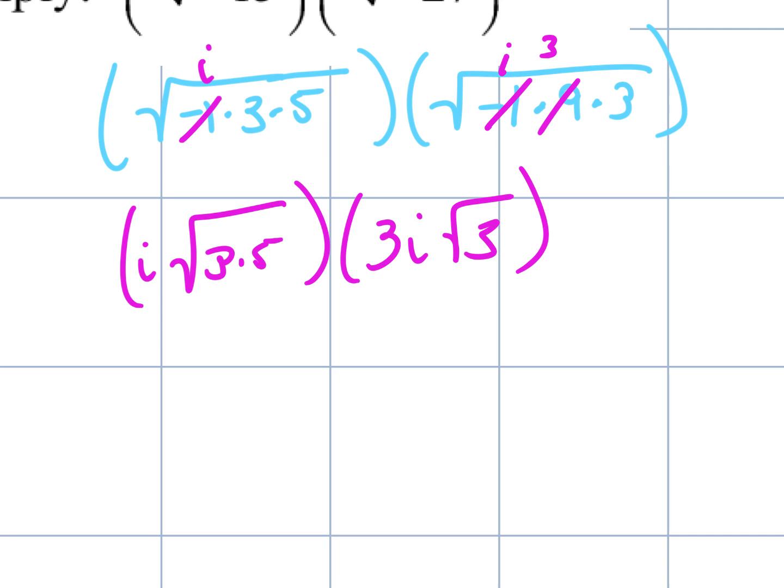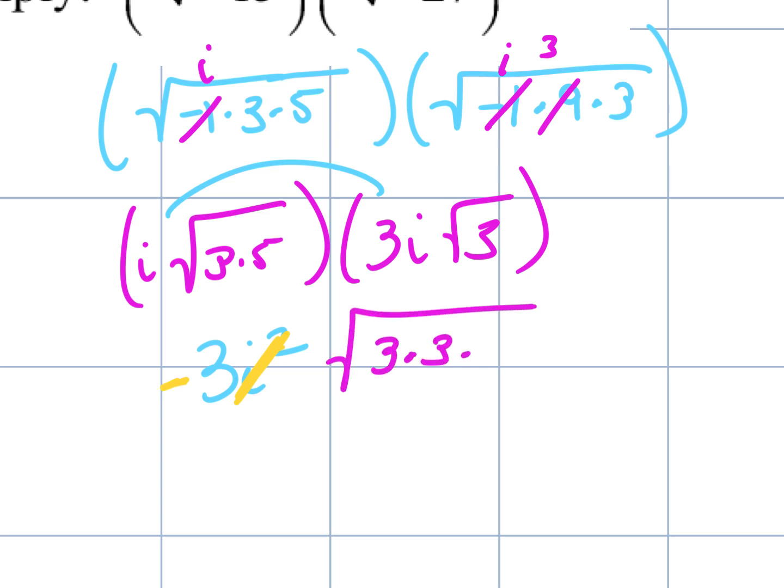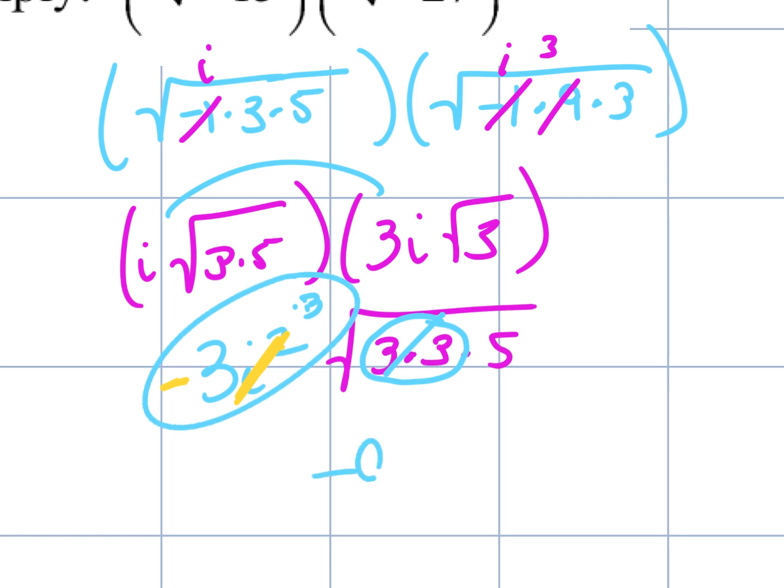So now I can multiply the stuff on the outsides. I have 3i squared. As soon as I see i squared, I cross it off and change the sign in front. And then my house times a house is a bigger house. I have 3 times 3 times 5. And I notice, oh, I have a pair of 3s that can come out. 3 times 3 is 9. The square root of 9 is 3. So I'm going to multiply it right here. So negative 3 times 3 is negative 9. And I have the square root of 5 left over.